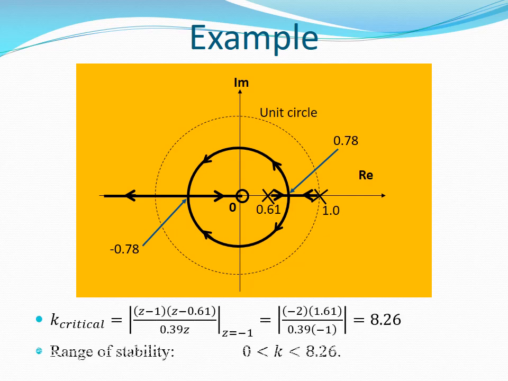The critical value of K is equal to the magnitude of the open loop TF when z equals minus 1. In other words, it is the magnitude of the open loop TF when the root locus crosses the unit circle. Therefore, the range of K for stability is from 0 to 8.26.